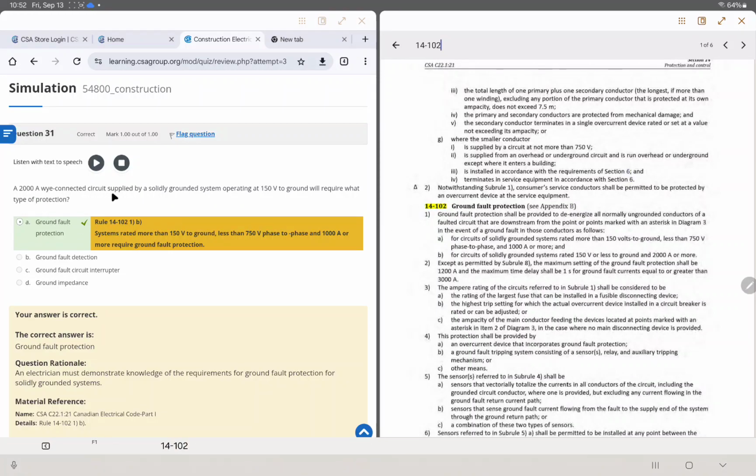Here we're matching the words in the question. A 2000 amp Y connected circuit supplied by a solidly grounded system operating at 150 volts to ground. So systems rated more than 150 volts to ground, less than 750 volts to phase, and 1000 amps or more require ground fault protection.